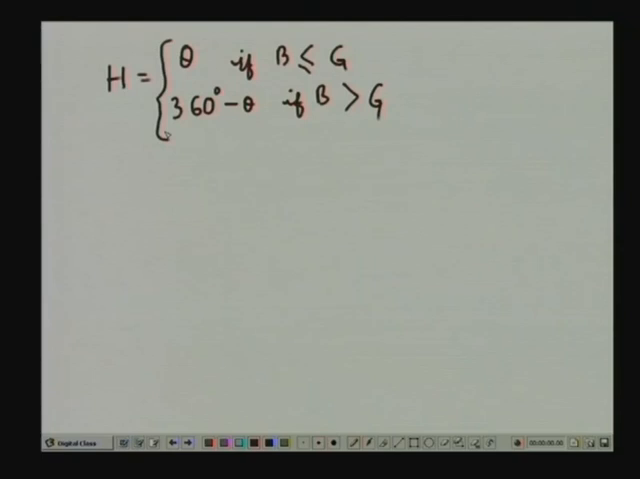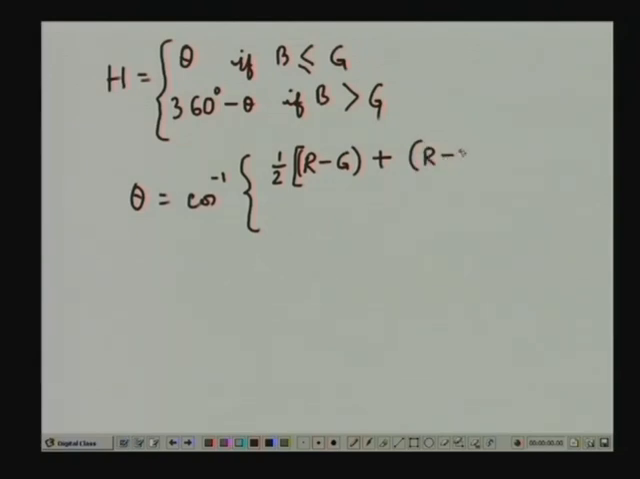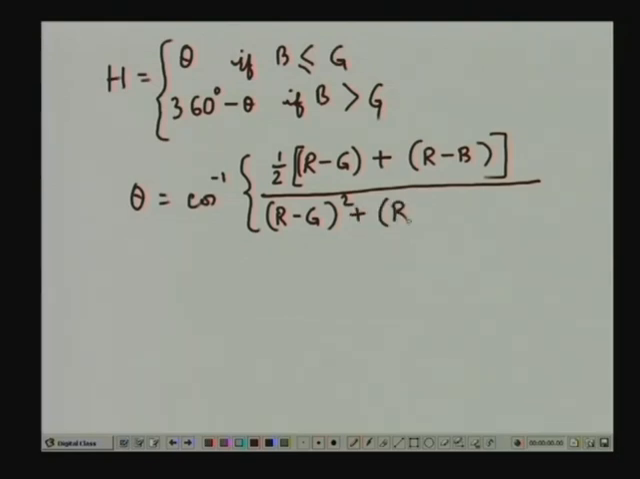So, this is how we can compute the hue component in the HSI model, where the value of theta is given by cosine inverse of half of (R minus G plus R minus B) divided by ((R minus G) square plus (R minus B) into (G minus B)) to the power half, where R is the red component, G is the green component, and B is the blue component of the color specified in the RGB space.